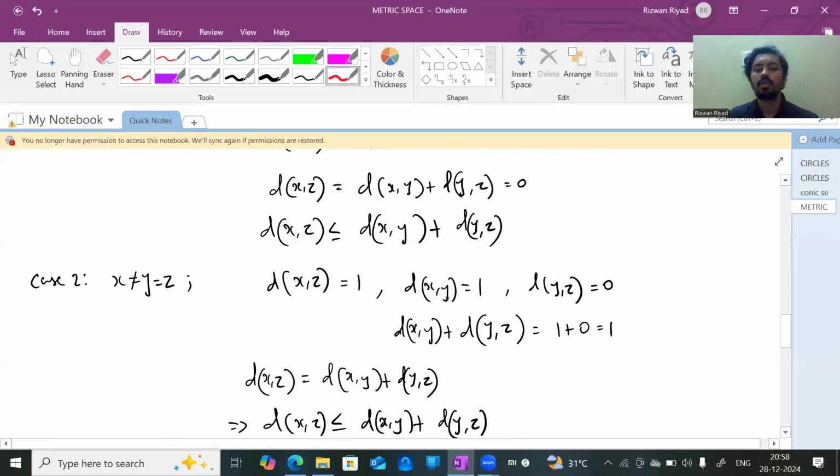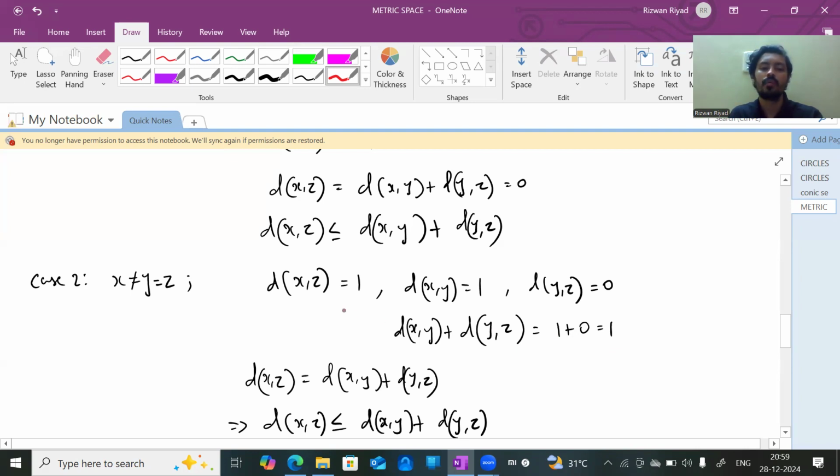Similarly, what is d of xy? x and y are also unequal here, so d of xy will also be equal to 1. What is d of yz? y equal to z, right? If these two values are equal, their function value will be 0 by definition. d of yz will be 0. So what is d of xy plus d of yz? d of xy is 1 and d of yz is 0, so 1 plus 0, that is 1 only.